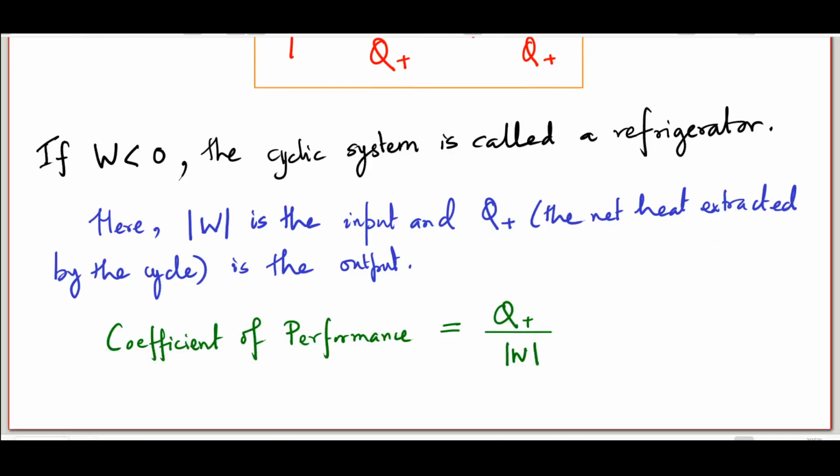Now, coefficient of performance is an analog for efficiency in the case of a refrigerator. Note that here what we want to do is extract as much heat as possible from those places where you are taking heat, typically the colder places. And what you do in order to get that done is put in energy in the form of work. So coefficient of performance is defined in a very similar manner to the efficiency. Output as opposed to input, but here the output is Q plus and the input is magnitude of W. So Q plus by magnitude of W is defined to be the coefficient of performance.